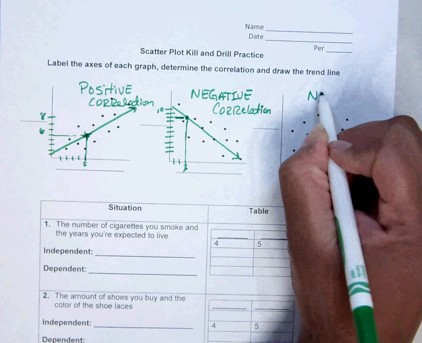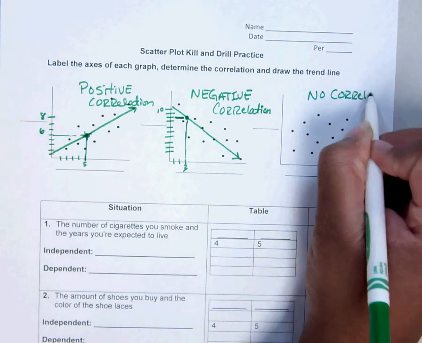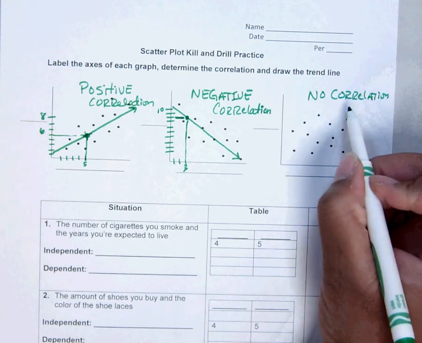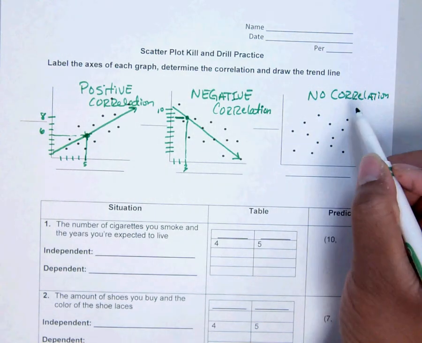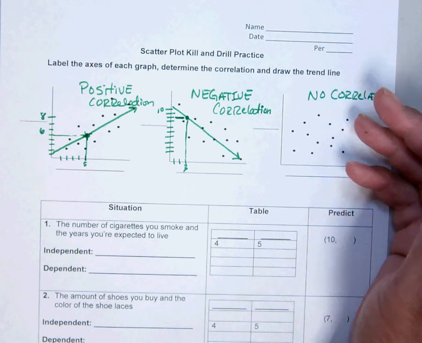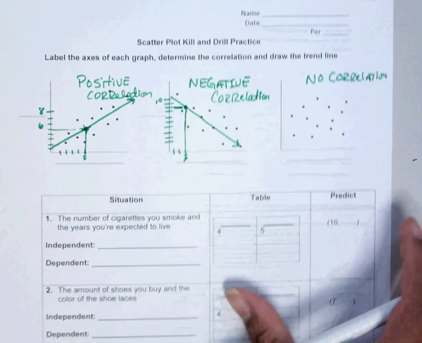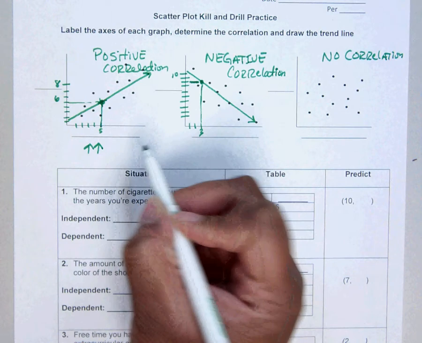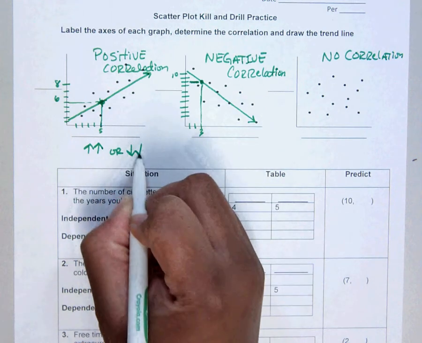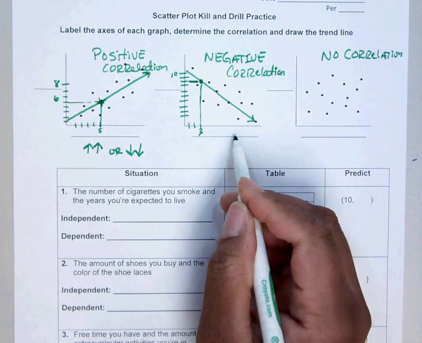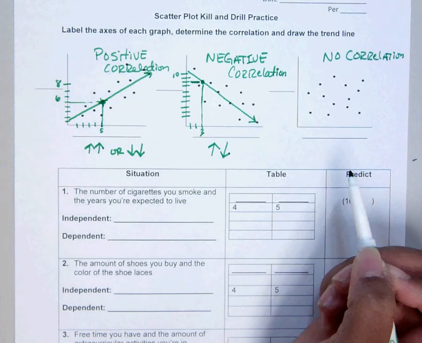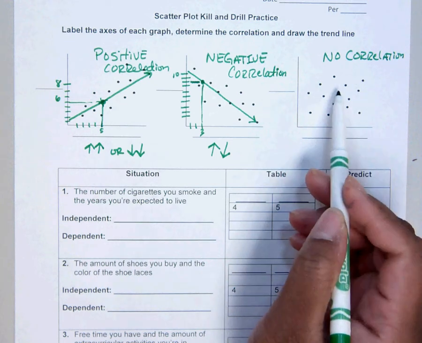Here, there's no correlation, no trend line. So I can't predict because this is information that's not related. Like the length of your hair and the size of your foot. If you get a haircut, your feet don't shrink. It's not related. Now, positive correlations can increase and increase, or decrease and decrease. Negative correlations can increase and decrease at the same time. No correlations do none of that.